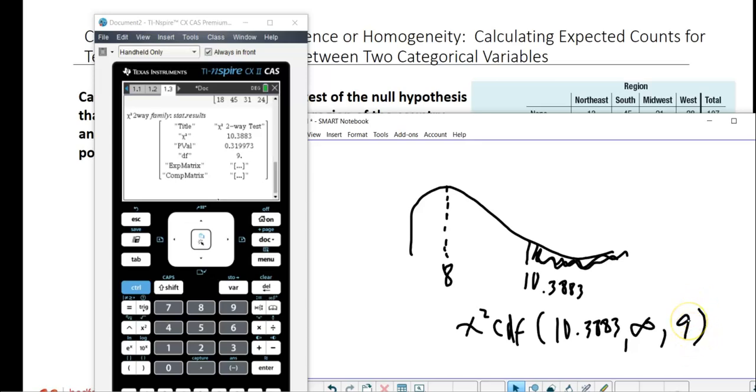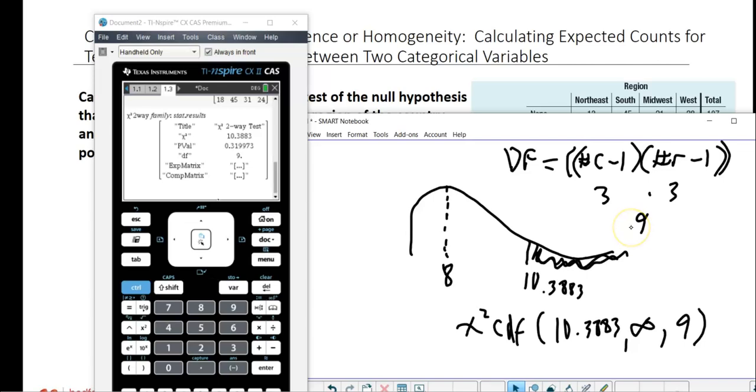Let's talk about degrees of freedom. So degrees of freedom is a new formula. When it's a matrix like this, it's going to be the number of columns minus 1 times the number of rows minus 1. So this would be 4 minus 1 is 3, 4 minus 1 is 3, 3 times 3 is 9. That's where they got the 9 there. So it's kind of a weird little formula, but somewhat similar to what we've done in the past. That's how we get our degrees of freedom.